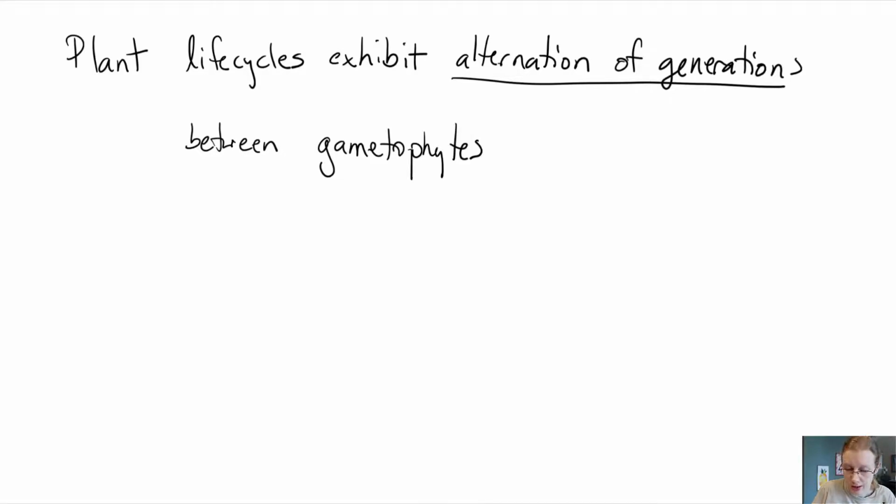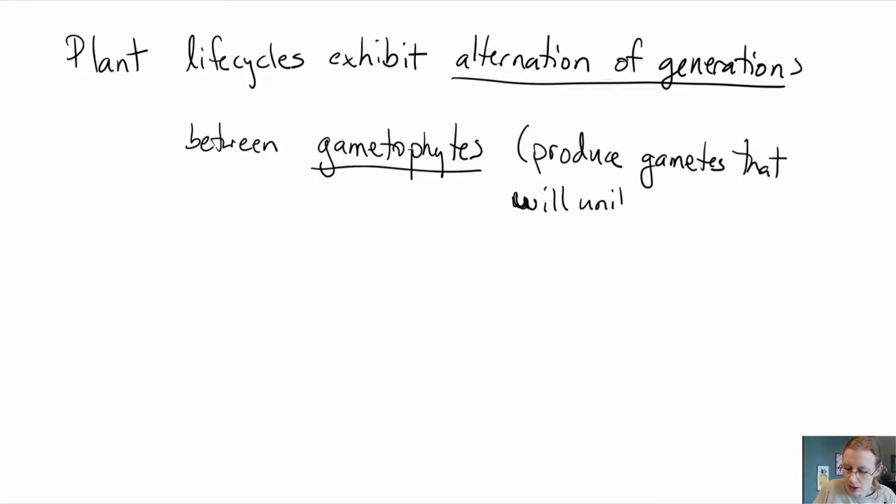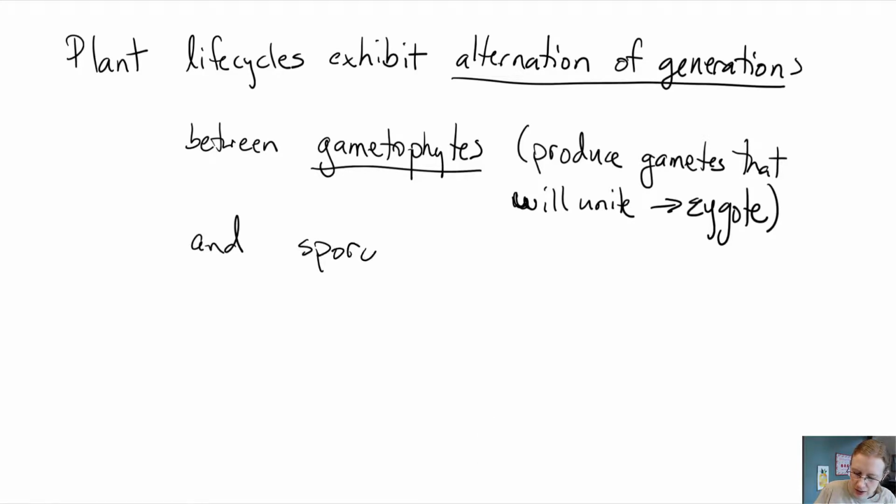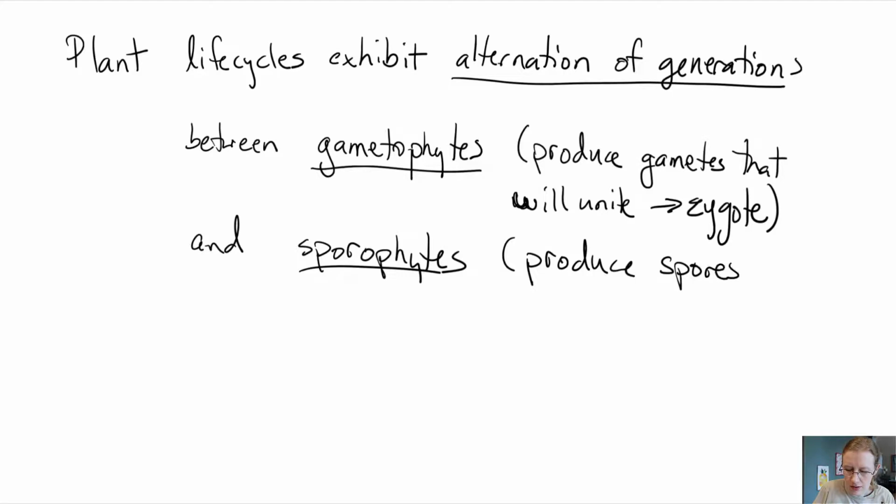Gametophytes produce gametes, that's why they're named as such. Gametes that will unite to form a zygote. And the other form is called a sporophyte. Sporophytes produce spores that ultimately grow up into a gametophyte form. So a spore grows up, goes through many rounds of mitosis, and it grows up to be a gametophyte plant.